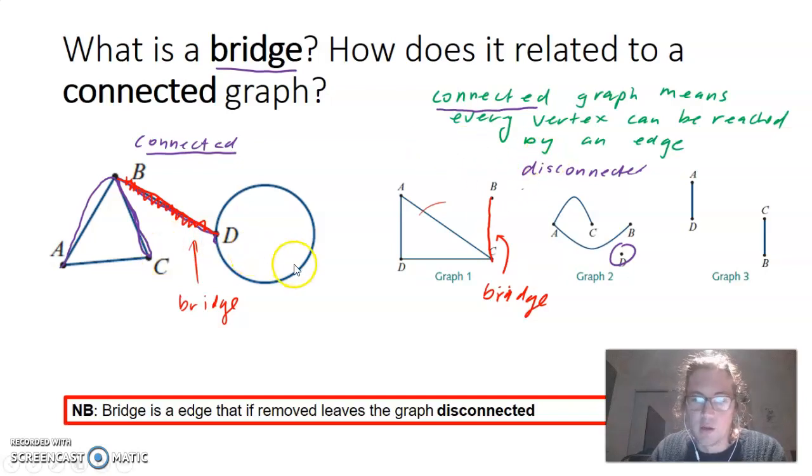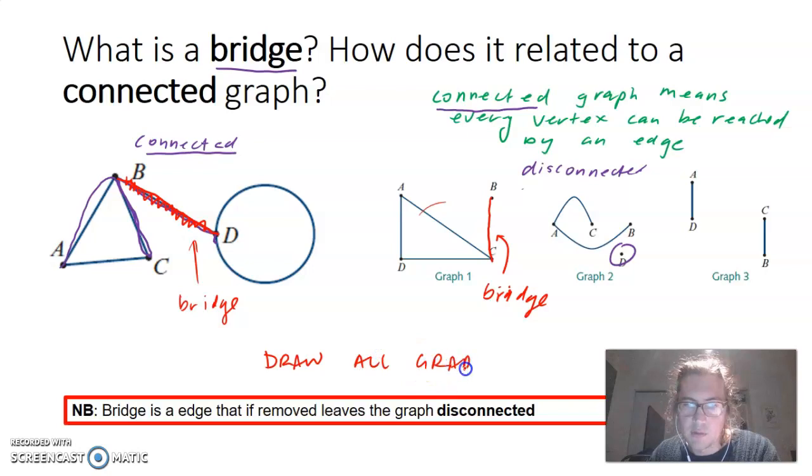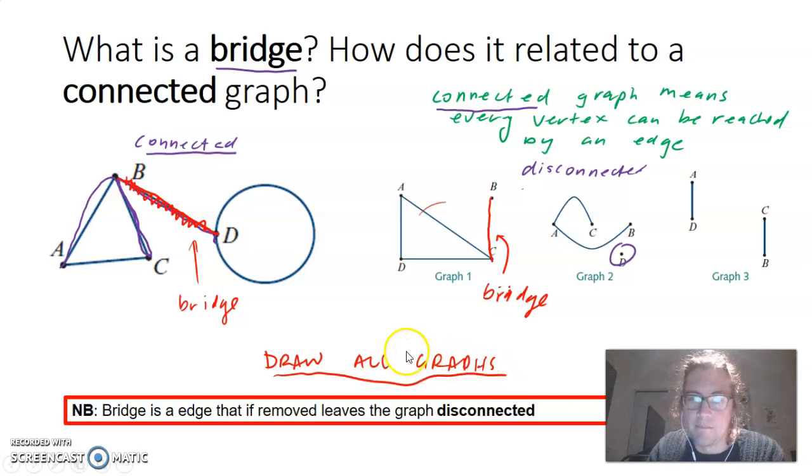Okay, so remember, same deal applies. Draw all the graphs for you to be complete. And you need to complete 9C-1 and 9C-2, please, those exercises. Good luck.